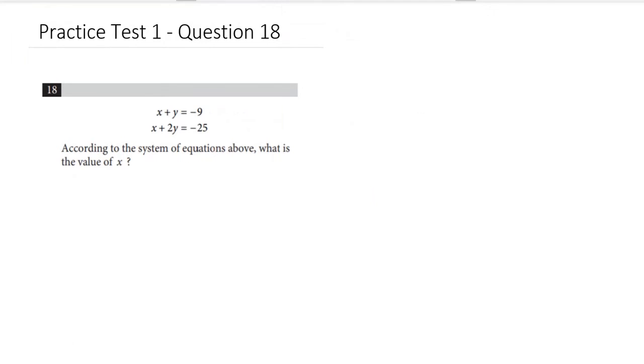Question 18. So this is another system of linear equations. And we're finding what x is. Okay. So we don't have to find y. The easier way is to solve this system by eliminating the other variable, which is y. And then you can just find what x is without finding y. Since we can use either the elimination method or substitution, here I'm going to use the elimination method. And we're going to get rid of the y variable.